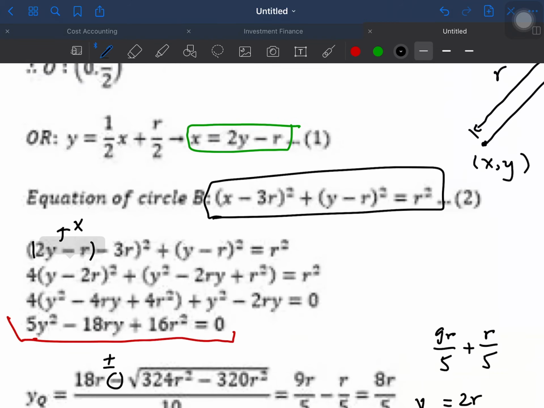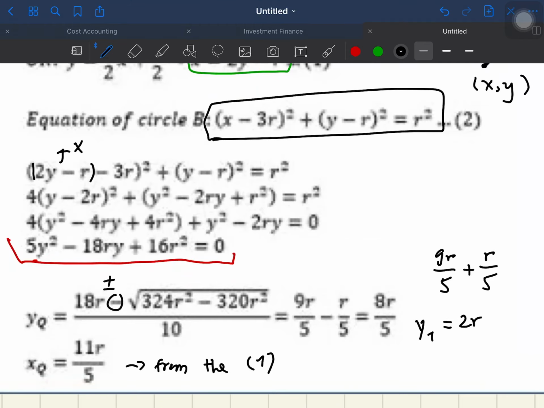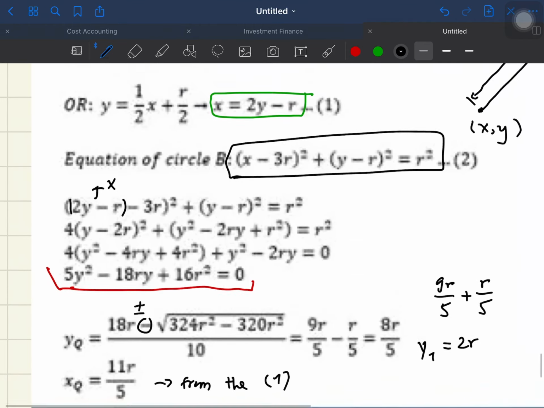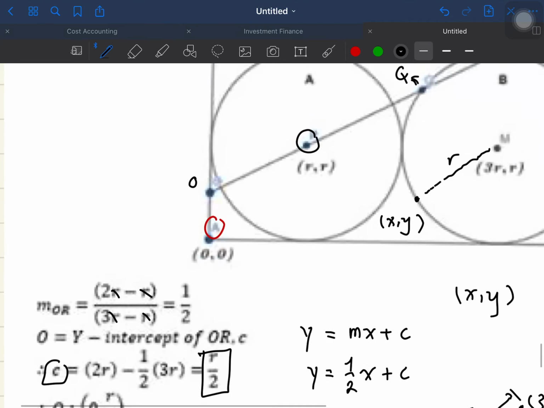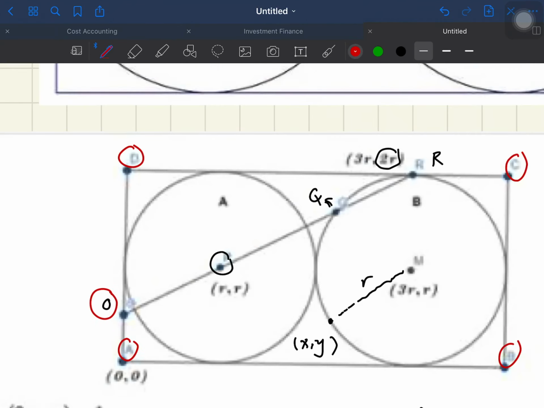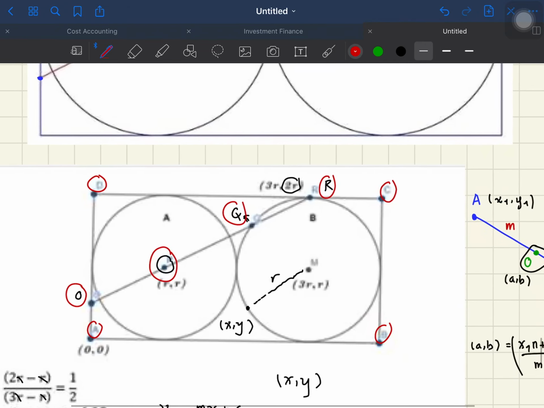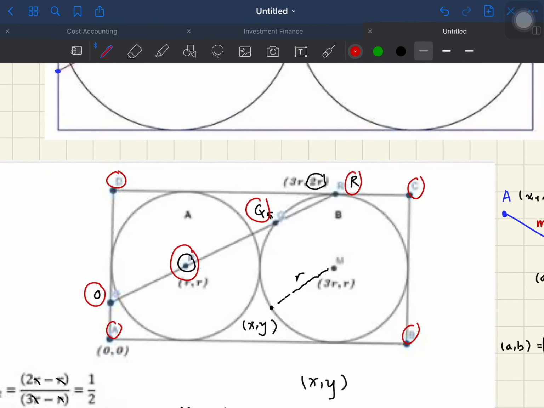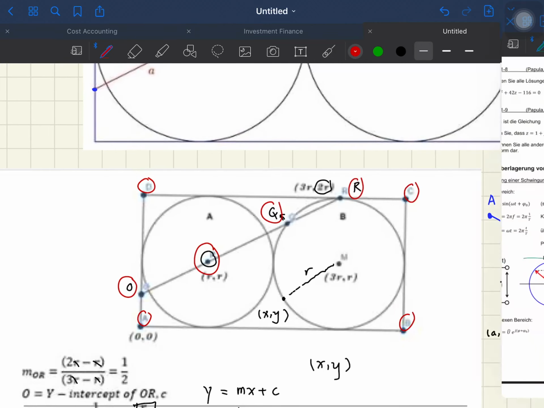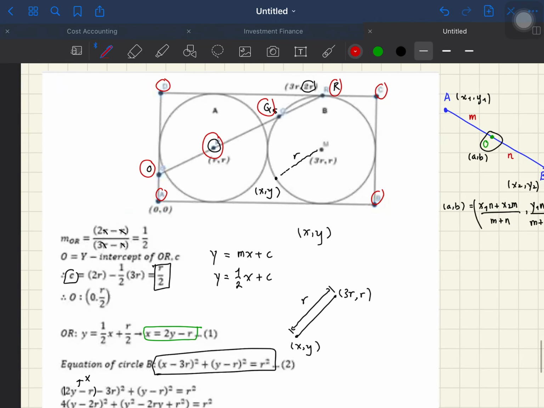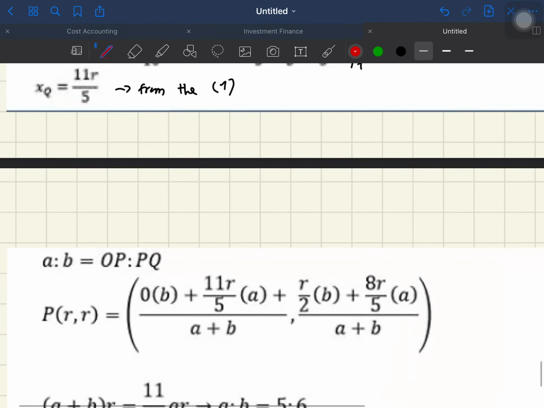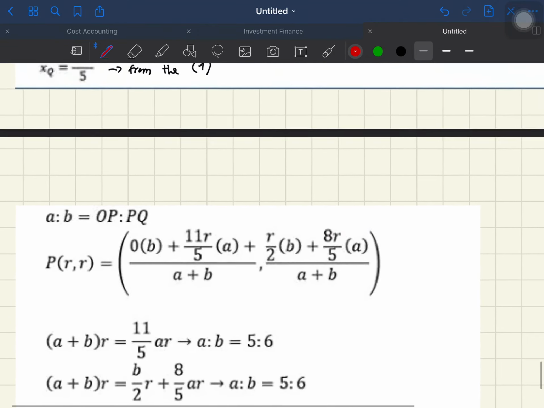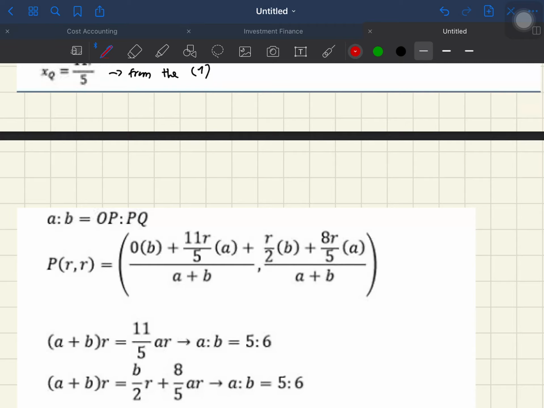And then just substitute back in the first equation, the green one, and then you will get the x coordinate of Q. So we already have O, we have P, which is (r, r), we have Q and also R. Don't be afraid, we have terms with a small r, not numbers. So we are able to get rid of it by using the ratio, the section formula.